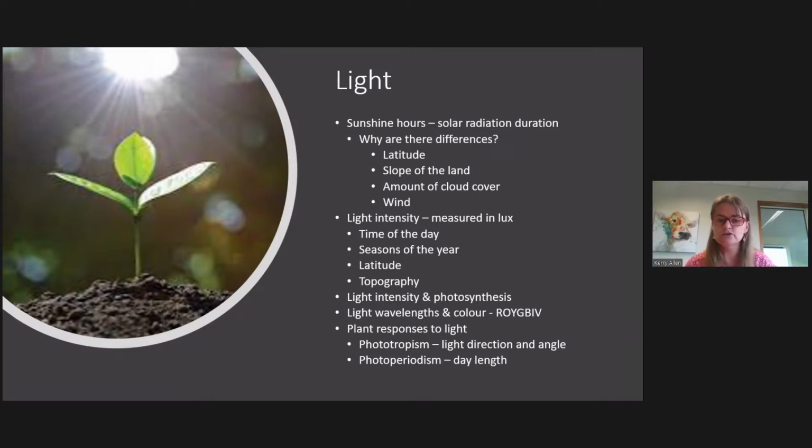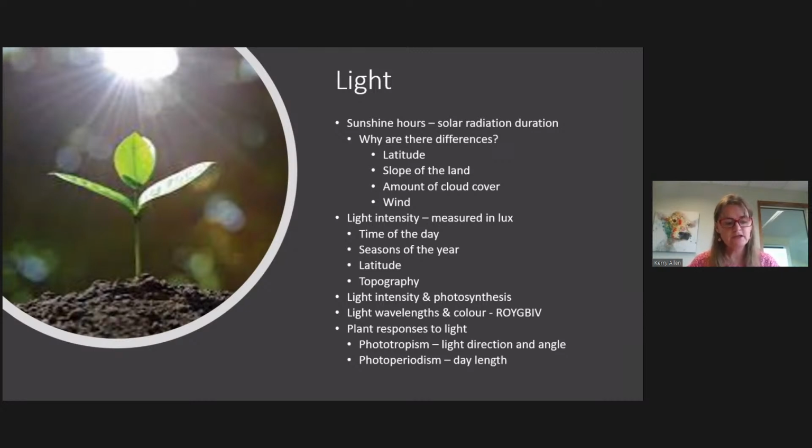Okay, the next one, lastly on light, is looking at the plant responses to light. So the first one there is phototropism. This is the way the light comes to the plant and the angle it is on. Plants will grow towards the light. So assuming you're wanting your plant to grow well, it needs to be a balanced light. If it's continuously getting it from one angle, the plant will grow that way. So if you have pot plants growing inside, often they will grow towards the light.